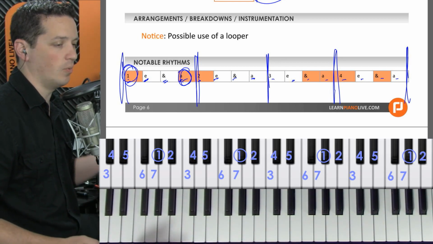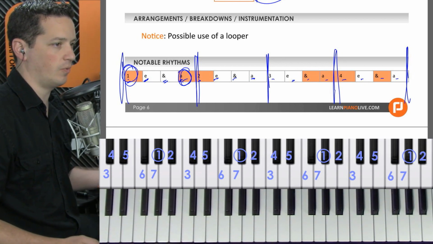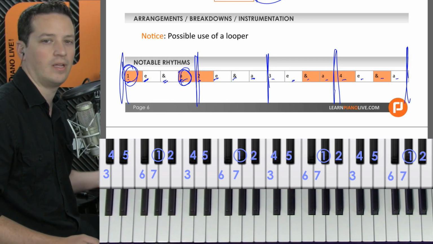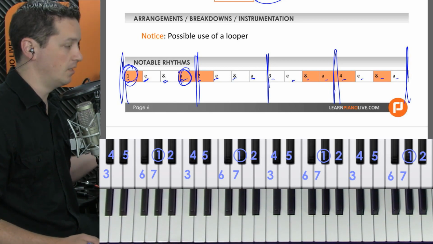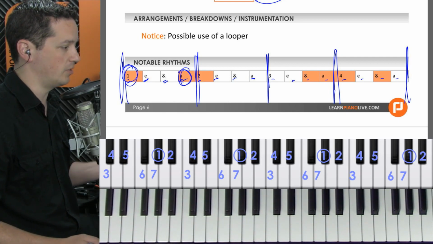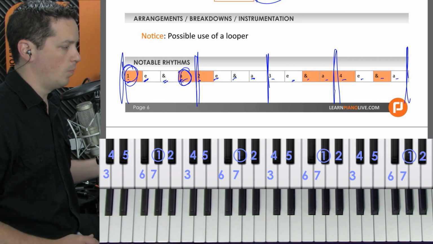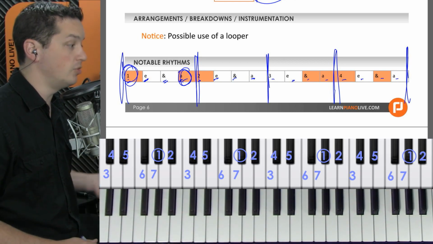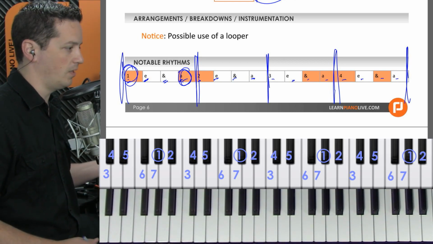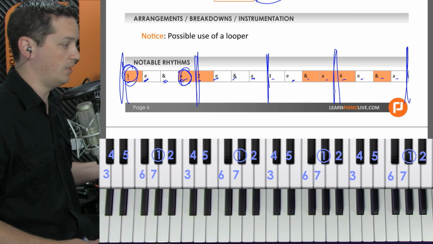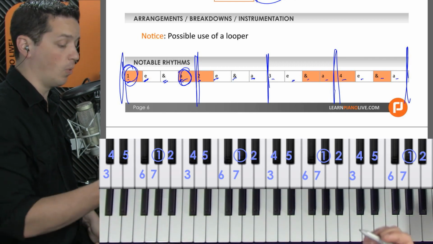So at this tempo, 1 e and a 2 e and a 3 e and a 4 e and a 1 e and a 2 e and a 3 e and a 4 e and is about the pace that she's going through this stuff. So we slow that way down, though. 1 e and a 2 e and a 3 e and a 4 e and a, and we play something on all the orange squares.